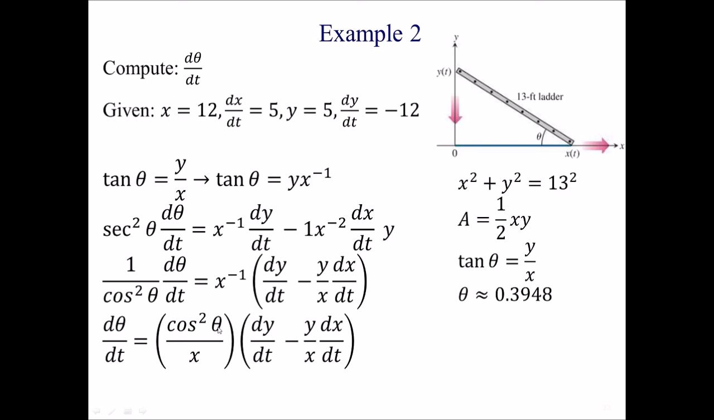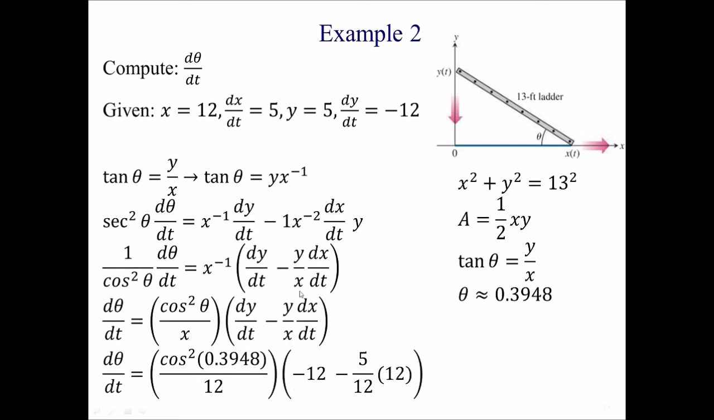So we do have theta. X is 12. Y is 5. And dx dt is 5. Excuse me, I think I said 5 for dy dt. dy dt is negative 12, as is clear up here. Plugging in all the numbers, and you will get an equation like this. At this point, you obviously want to use the calculator.